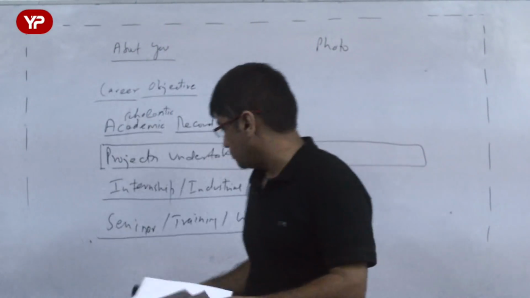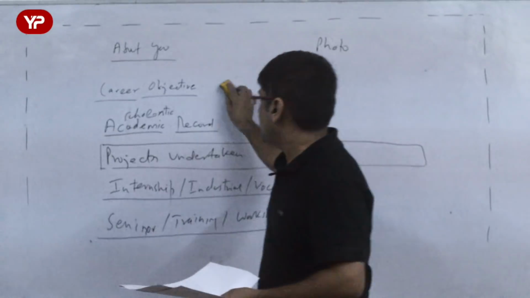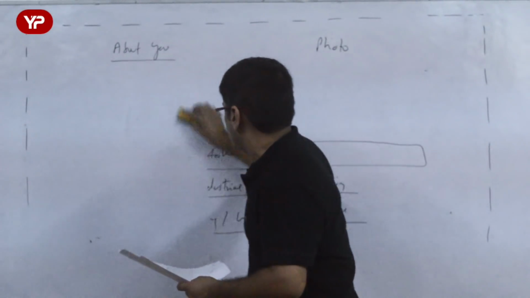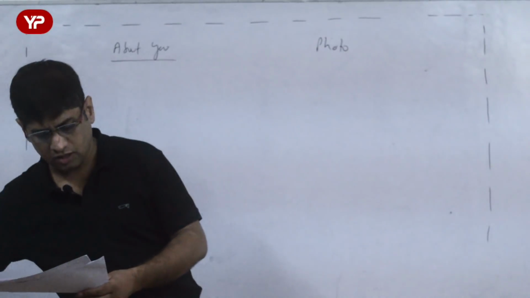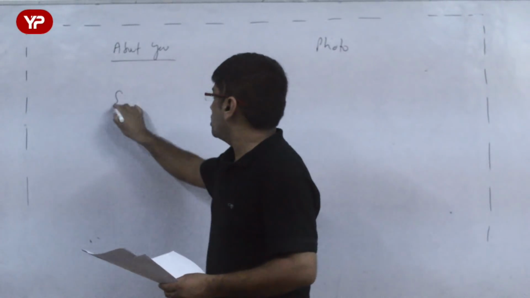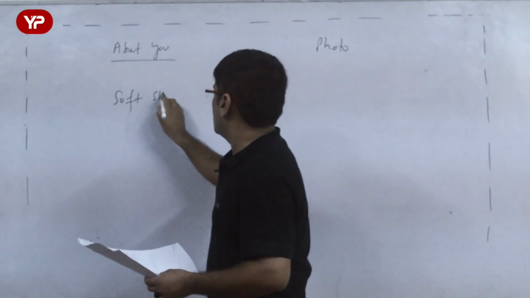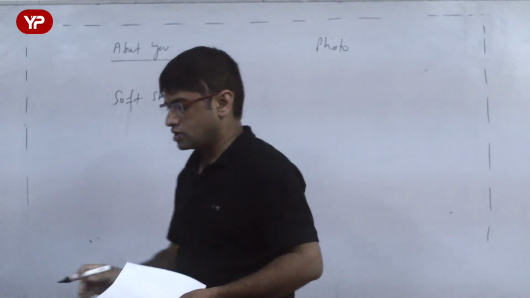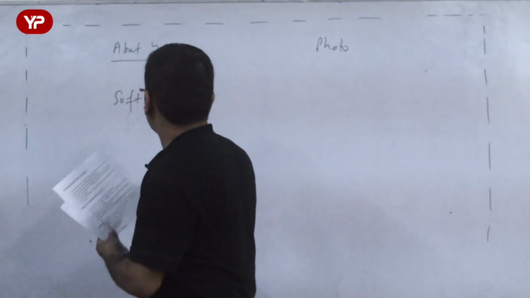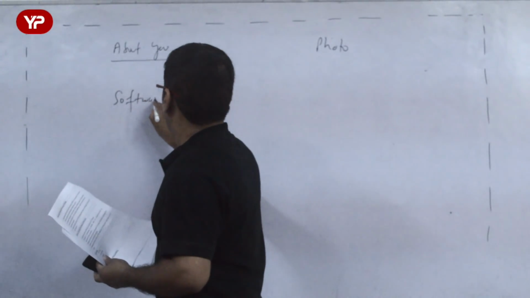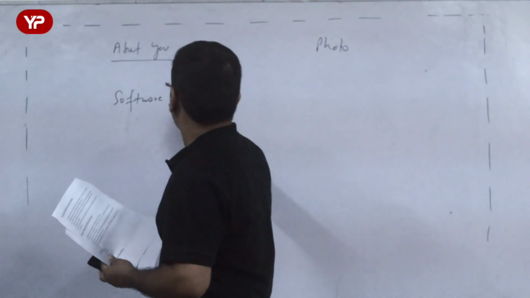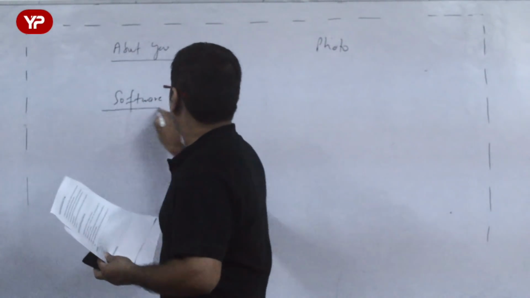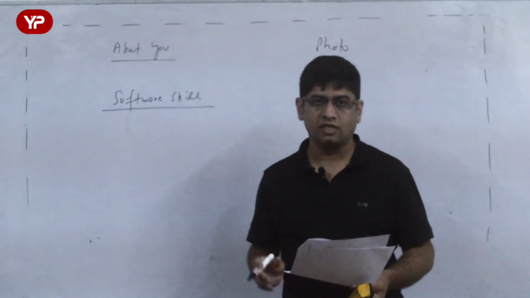After seminar, training, workshop, conference, what next can be? Let me now go to the next column which you have to make. So next is soft skills. You know, there are two things now. This is software skill. Software skills, you are to write what software you have used in your engineering.